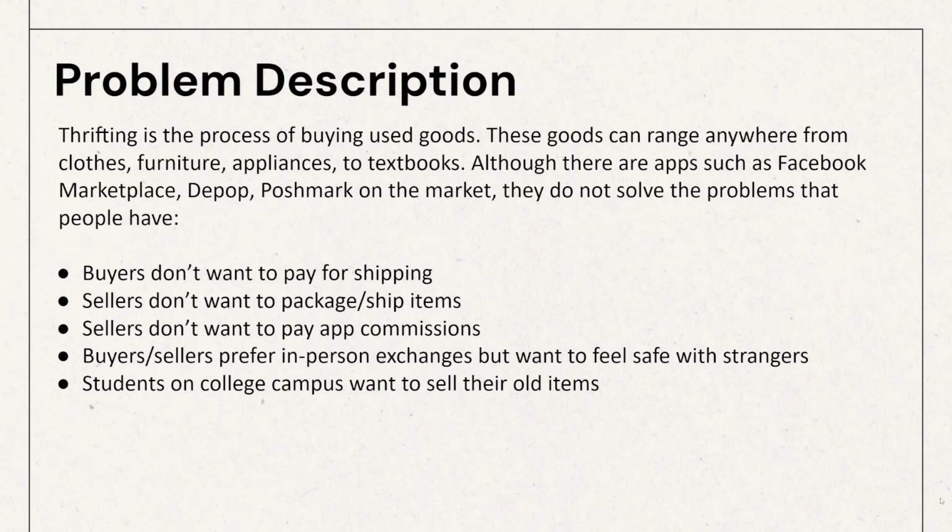Thrifting is the process of buying used goods. These goods can range anywhere from clothes, furniture, appliances, to textbooks. Although there are already apps out there, our research showed that they don't fully solve the problem of making online thrifting accessible. Some problems we found were that buyers don't want to pay for shipping, sellers don't want to package and ship their items, sellers don't want to pay for app commissions, and people prefer in-person exchanges but want to feel safe dealing with strangers.